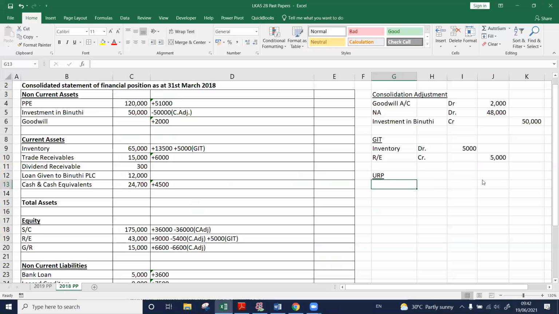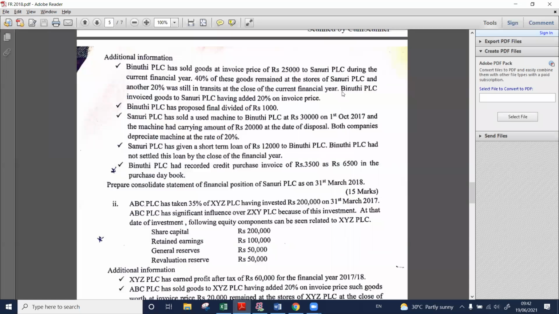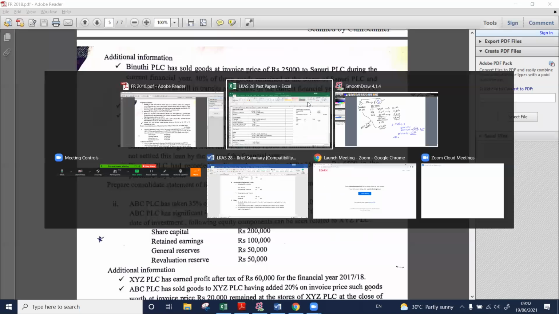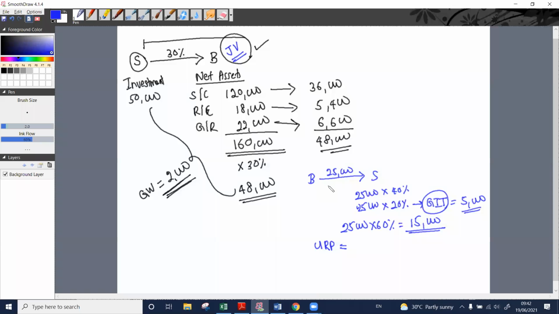What it says here. Goods in transit we have accounted. Binuti PLC invoice goods to Sanuri PLC having added 20% on invoice price, right? 20% on invoice price. That is their pricing policy. So we say selling price. If the selling price is 100, how much profit do they keep? 20% on selling price means if the selling price is 100, the profit should be 20. It means the cost is 80.